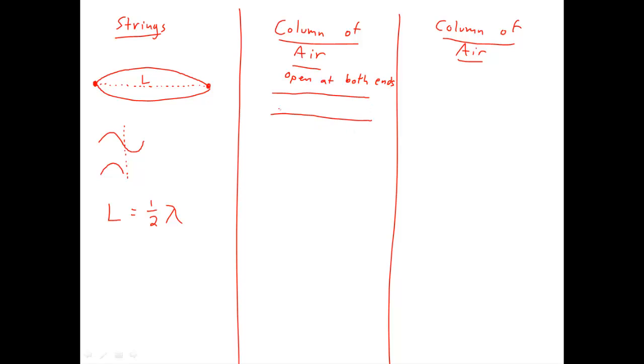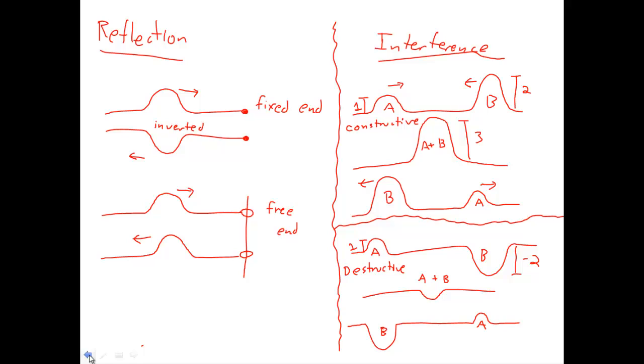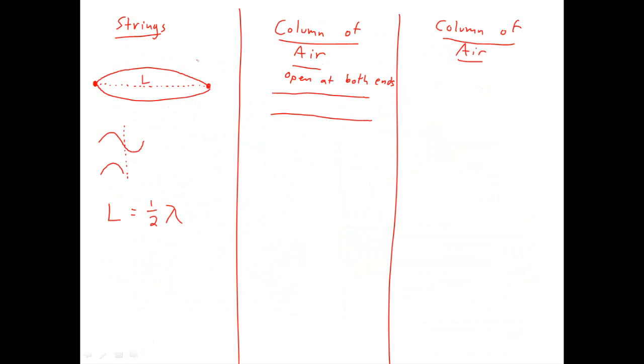Well, here's the thing about an open end. An open end acts like this guy right here. It acts like a free end, or open. So this guy, the fixed end, had to be a node. So the open end over here has to be an antinode. Both of these have to be antinodes.